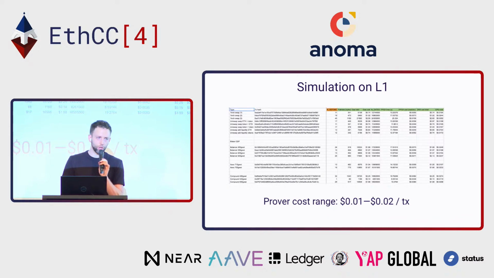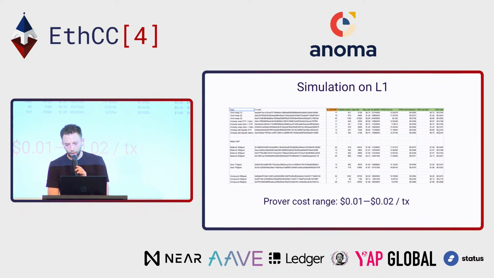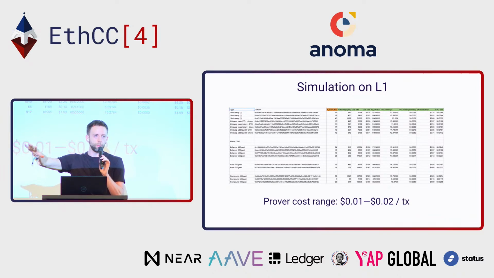And we ran a simulation on layer 1. So we took the execution trace of layer 1 transactions from different DeFi use cases, some swaps, Maker CDP, balancer, Aave, Compound transactions. And we ran a simulation to see what the costs are going to be. And we came to the pure prover cost of something like, as you can see here, hopefully, 0.01 USD, 1 cent per transaction. So it's going to be the fixed baseline, which you always have to pay.